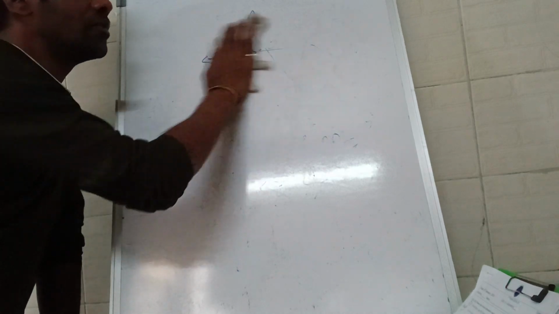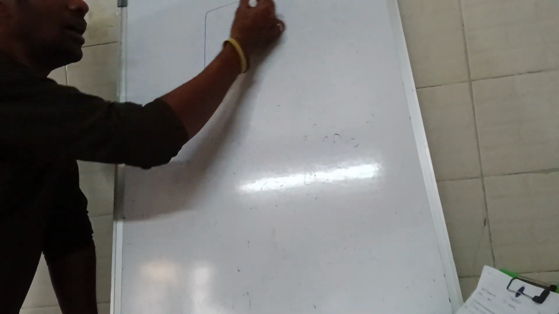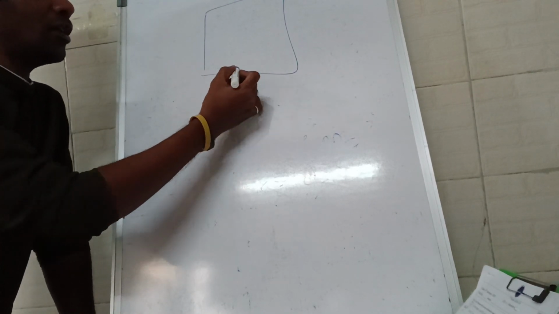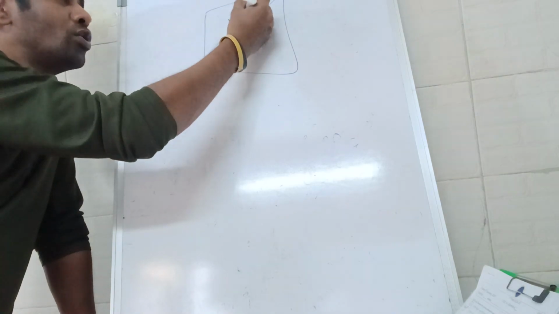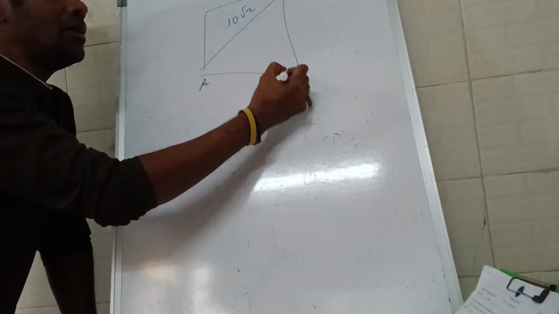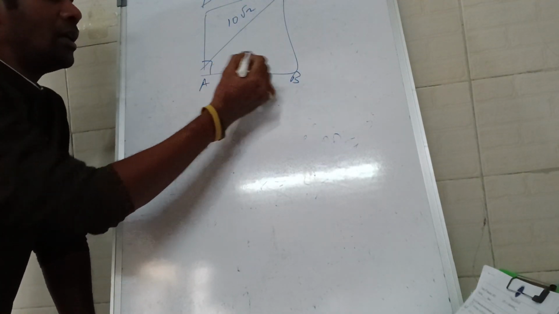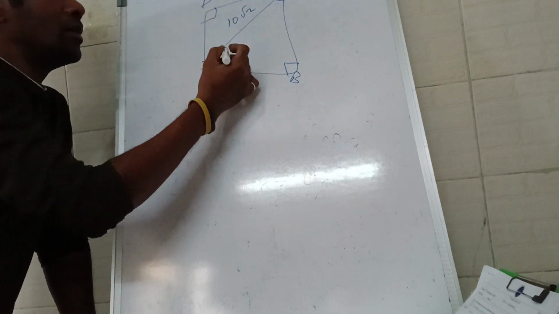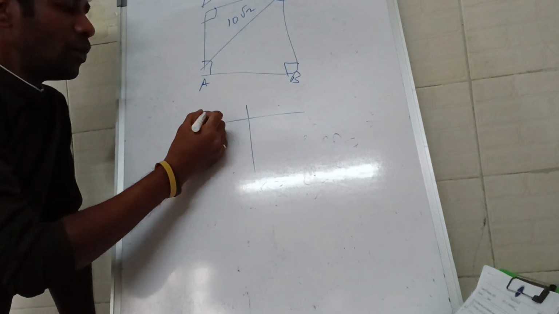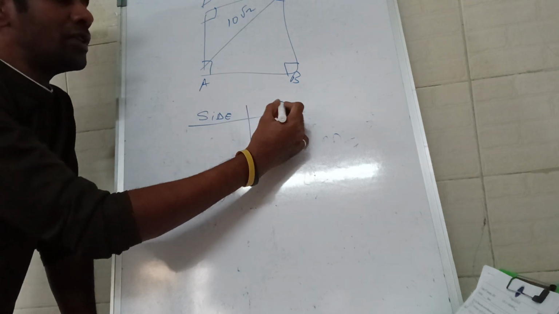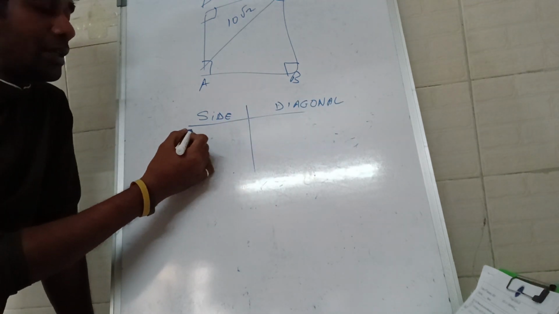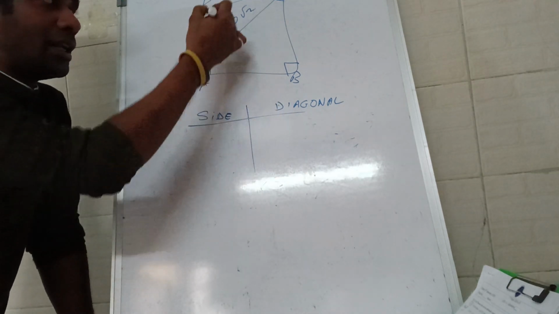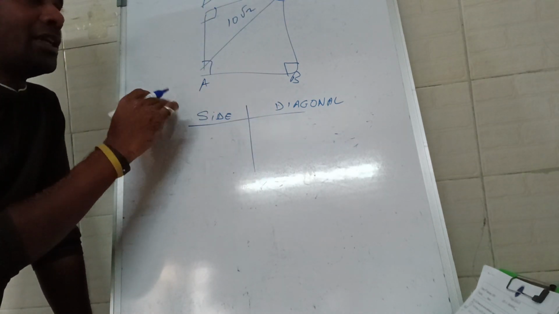My second question: find the side of a square. I have a square and I've got to find the side if the diagonal is said to be 10 root 2. A, B, C, D. If I have a square, there are two possibilities. One is for the side and one is for the diagonal. Now they will tell me to find either the side if the diagonal is given. Sometimes the side is given and the diagonal has to be found.